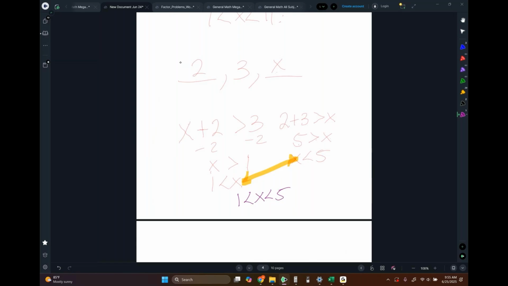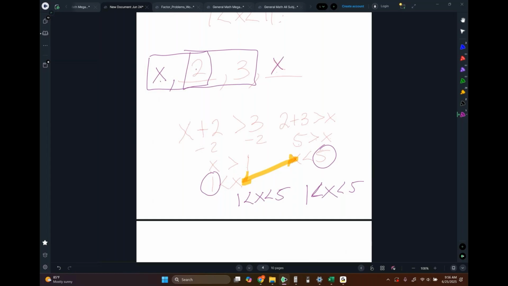Now I'll give you a shortcut. If you get 1 and 5, that's the numbers that it's between. So what you can do is write the X with the arrows going like this, and put 1 and 5. Okay, one more time. What did I do? I assumed that the missing side was the smallest. So I said x plus 2 has to be greater than 3. Then I assumed x was the biggest, which would mean 2 plus 3 has to be greater than x.